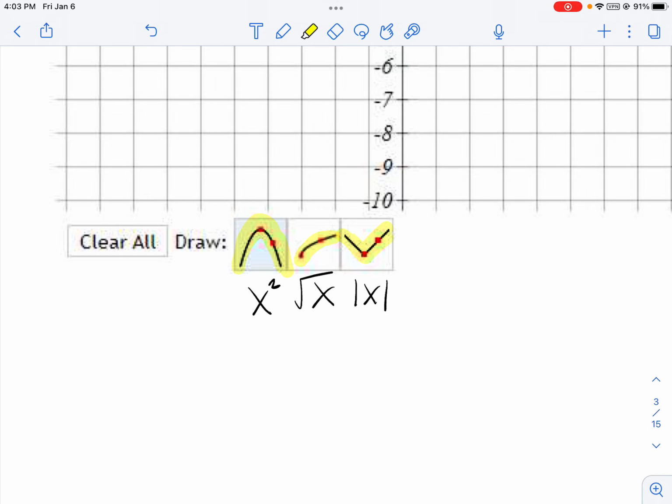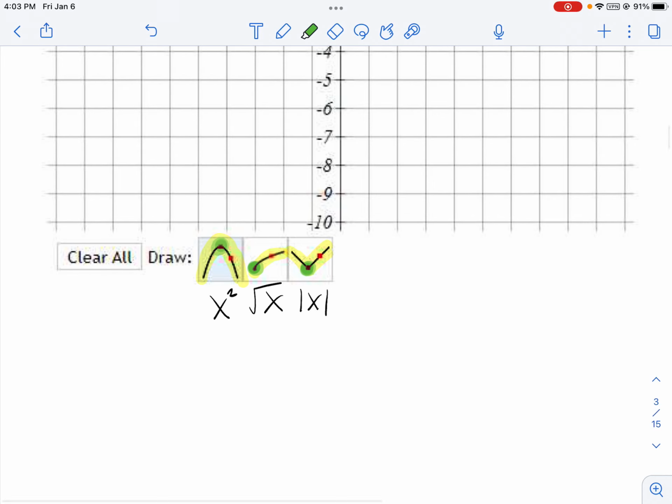All right. So for all of these graphs, keep in mind in order to graph them, you need to plot that first point: the vertex for your quadratics, the vertex for the absolute values, and then your minimum, your starting point for the square roots. If you don't graph that point first, the tool will not graph it correctly. So do keep that in mind.